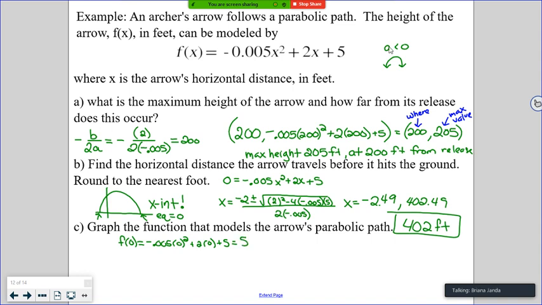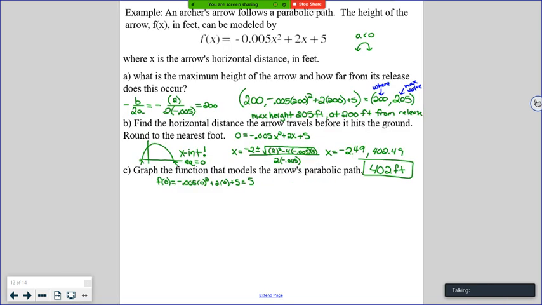So graphing the function that models that path, we would put all those important things on there. It starts up 5 feet above the ground. It shoots into the air, and it comes back down. We now know that that happens at 402, that the maximum height it hit was 205. I'm going to put that over here. 205 feet, and that happened 200 feet away from where I shot the arrow. So kind of marking all of that important information.